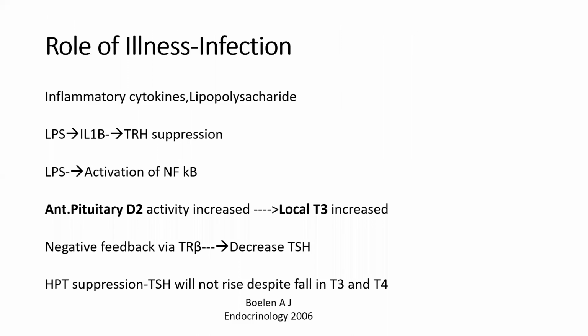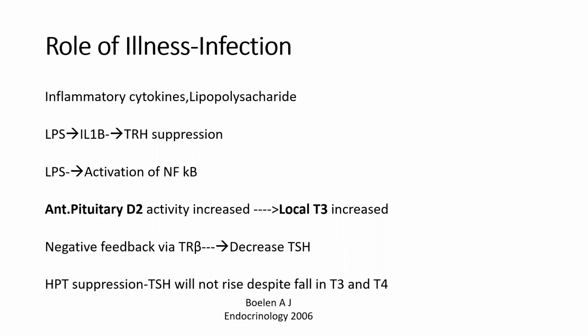During illness like bacterial infection, lipopolysaccharide is secreted. It will cause interleukin 1 beta stimulation. That will directly cause TRH suppression in the hypothalamus. So TSH is reduced, and T3 and T4 formation is reduced. Also, lipopolysaccharide activates NF-kappa B, which increases the anterior pituitary deiodinase D2 enzyme activity. So it will increase the conversion of T4 to T3 inside the pituitary. So the local T3 is increased inside the pituitary, and this local T3 will act on the pituitary.